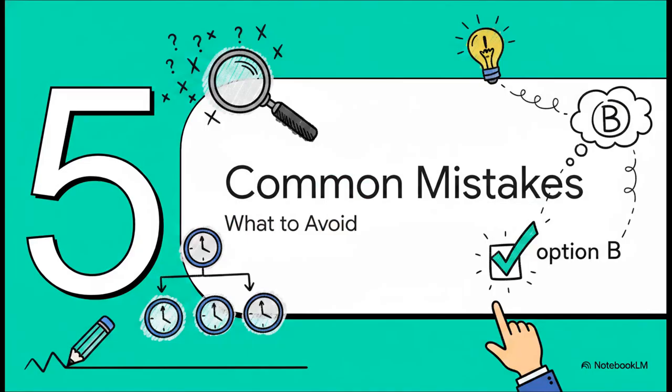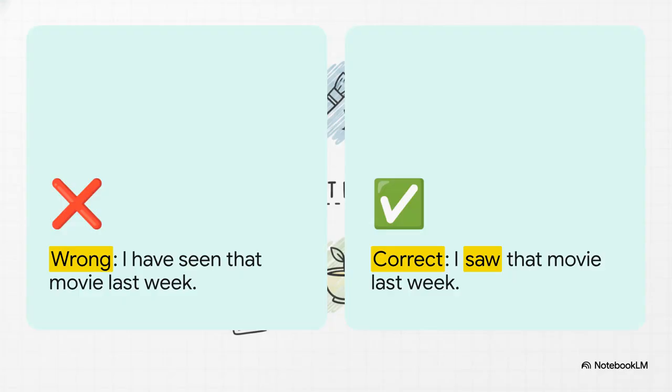Let's head into Section 5, Common Learner Mistakes and What to Avoid. And by the way, if you picked option B on that quiz, you nailed it. And that actually brings us to one of the biggest learner mistakes out there. Remember, you can never, ever use the present perfect with a finished past time expression like last week. Because last week is totally dead and gone, that bridge to the present is broken. You absolutely have to use the simple past. I saw that movie last week, not I have seen.